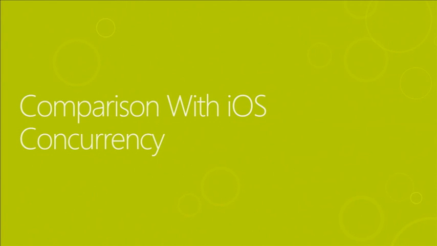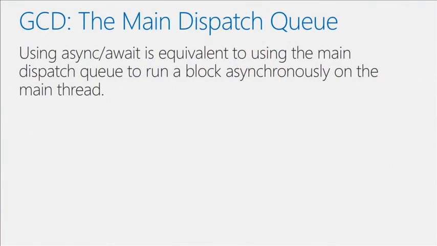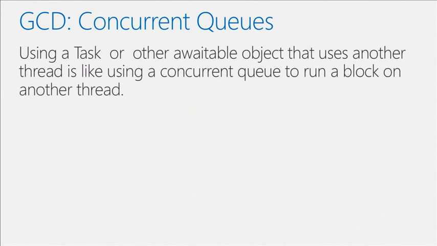So I'm going to compare this a little bit with iOS concurrency, and hopefully that will answer your last question about how you handle kicking off multiple tasks and controlling them. In GCD, we have the main dispatch queue. Using async await is pretty much the moral equivalent of running a block asynchronously on the main thread. There are also concurrent queues where you run tasks on another thread. Using the await expression to specifically run a task on another thread gives you pretty much the same effect as concurrent queues in GCD.